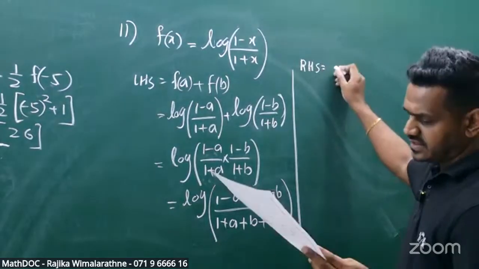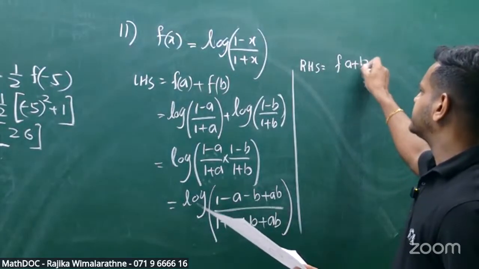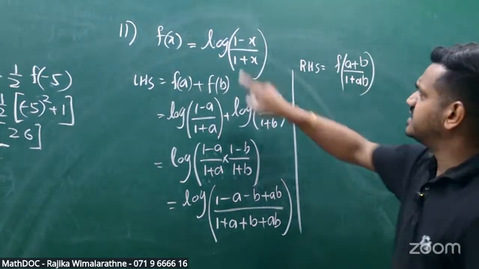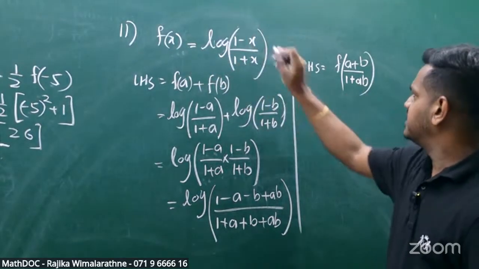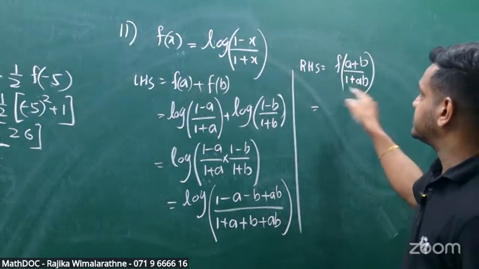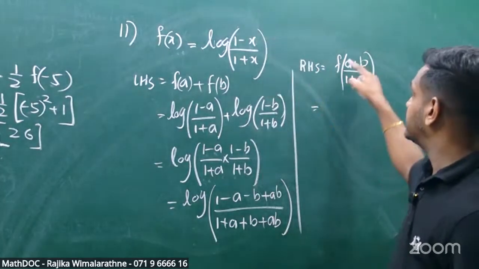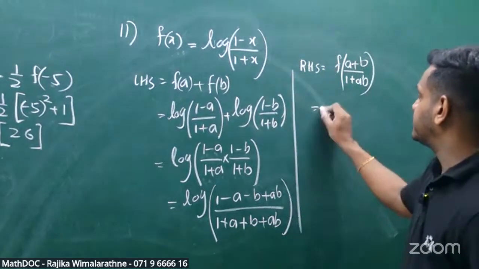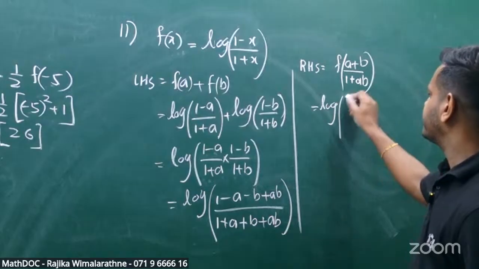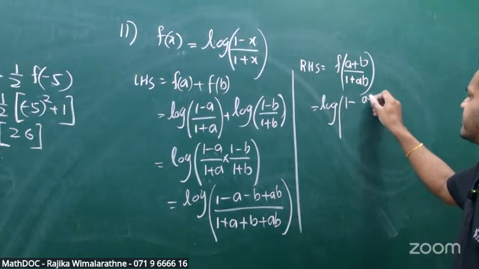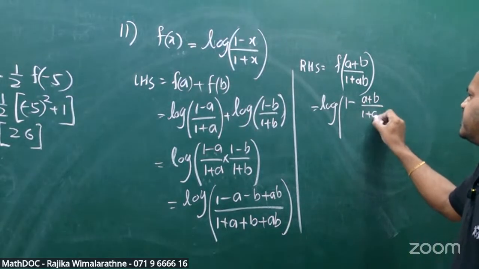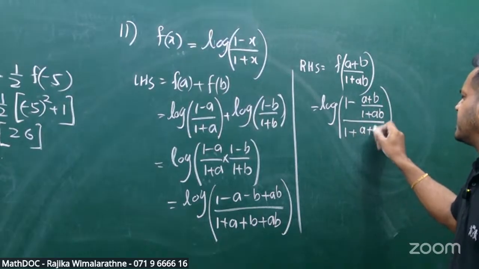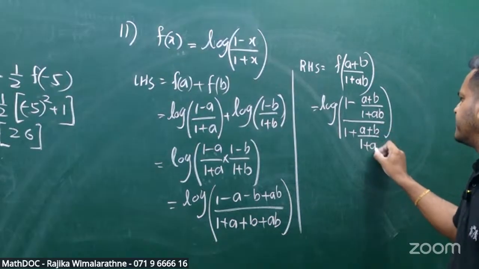On the other side, the right hand side, if a plus b over 1 plus ab. Here this is a log function, f(x). Then if a plus b over 1 plus ab, you have to replace x by this a plus b over 1 plus ab. Then put log of 1 minus a plus b over 1 plus ab, and 1 plus a plus b over 1 plus ab.